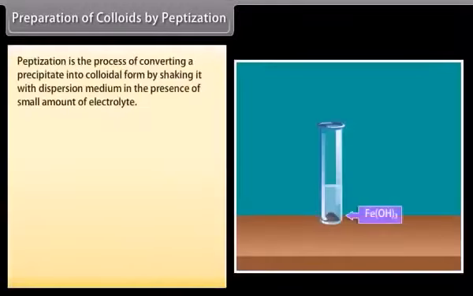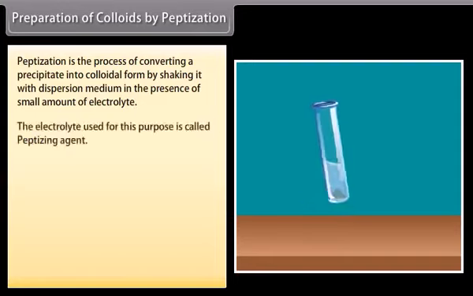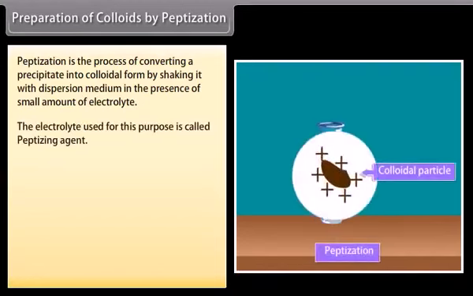Preparation of colloids by peptization. Peptization is the process of converting a precipitate into colloidal form by shaking it with the dispersion medium in the presence of a small amount of electrolyte. The electrolyte used for this purpose is called the peptizing agent.